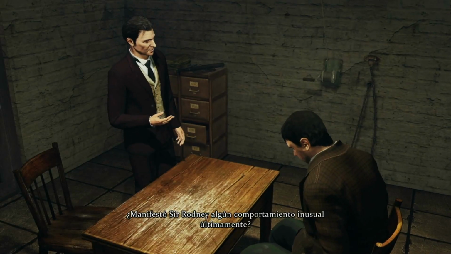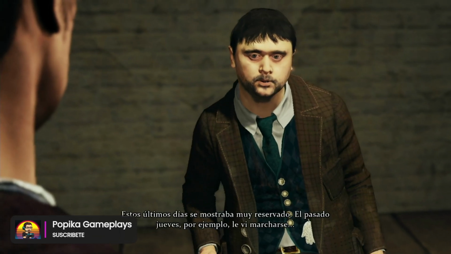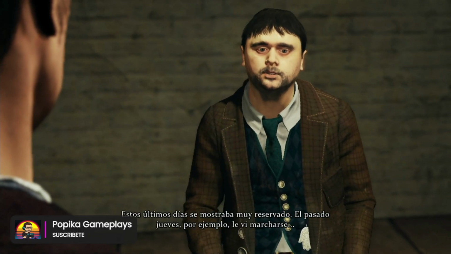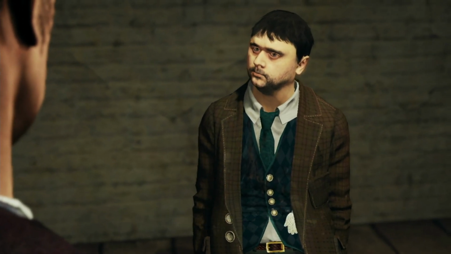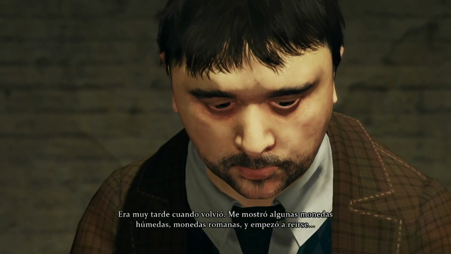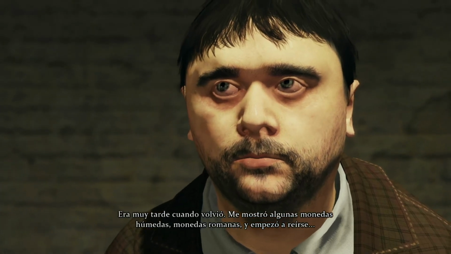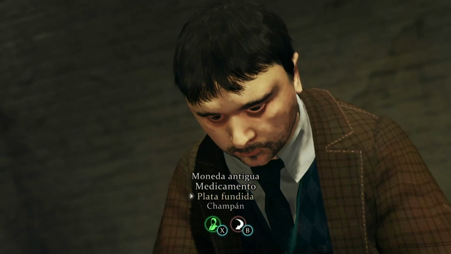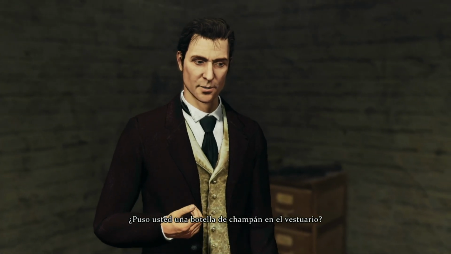Had Sir Rodney exhibited any recent strange behaviour? Well, he had been rather secretive these past few days. Last Thursday, for example, I saw him leave. When he returned, it was very late. He showed me some wet coins, Roman coins, and he started to laugh. Did you place the bottle of champagne in the changing room? What? No.